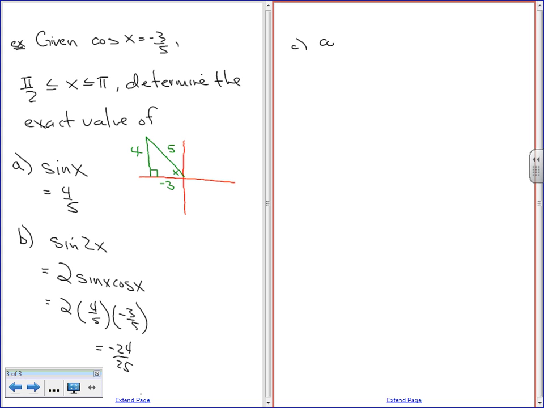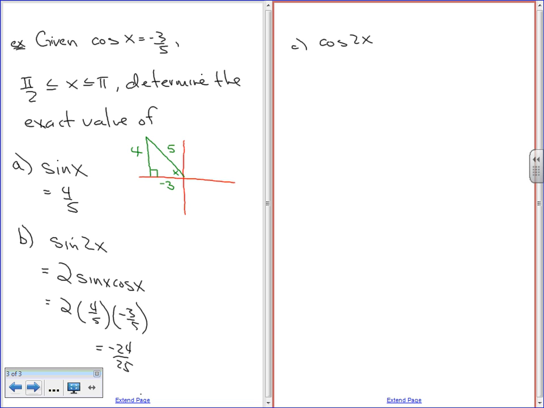So let's figure out the cosine of 2x. Does everybody have the formula sheet on their desk? What's the difference between the sine of 2x and cosine of 2x? How many equations are there for the cosine? There's 3 of them. Okay. So for the sine of 2x, the sine of 2x is always equal to 2 times the sine of x times the cosine of x.